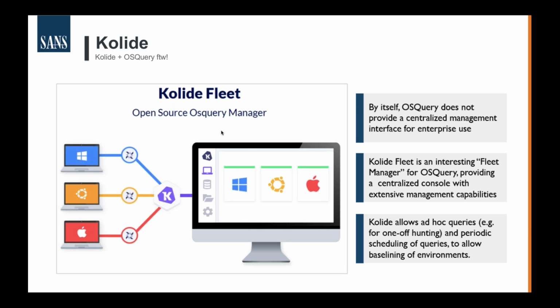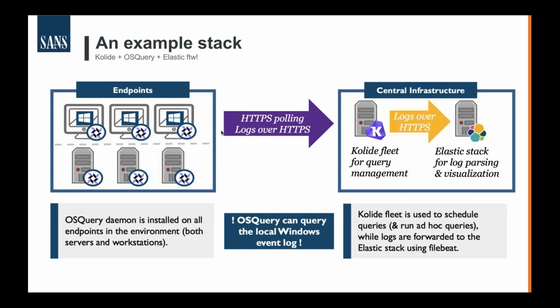So looking at an example stack, if we consider that we want to stick with our free stuff, I'll put it that way, would be using OSQuery on the endpoints, using HTTPS polling and logs being forwarded over HTTPS towards that Kolide Fleet, where you can do your query management. And then, of course, you could forward logs from there using, for example, Filebeat to an Elastic stack, which is pretty nice, pretty interesting setup. I've built that in a couple of environments. It scales pretty well, pretty nice to do, and it is enterprise grade. That way you can actually manage it centrally.